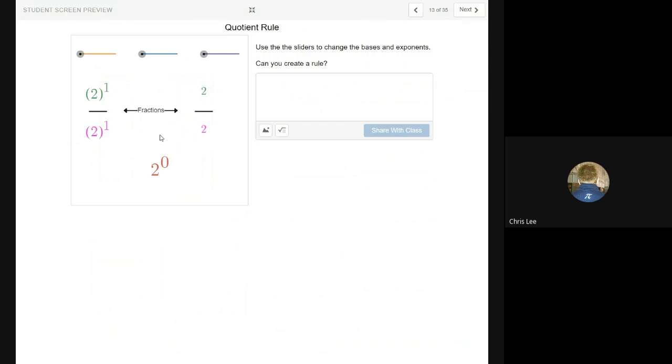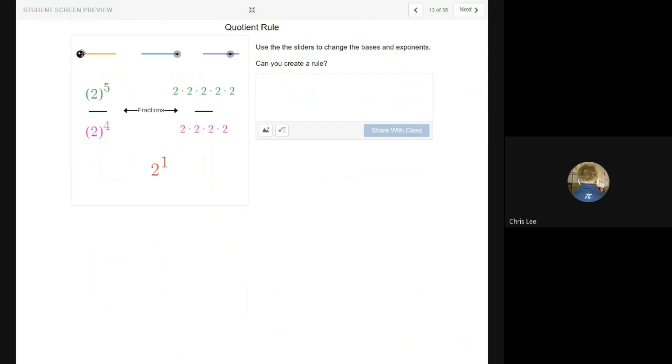So the same idea that we were just doing on our worksheet, if we chose, let's keep 2 as the base, and let's make this 5, and let's make this 2, then of course, 2 of these will cancel, 1 of them will cancel, 2 of them will cancel, and we'll be left with just 2 to the power of 3. If I change this to the power of 4, 5 minus 4 is 1.